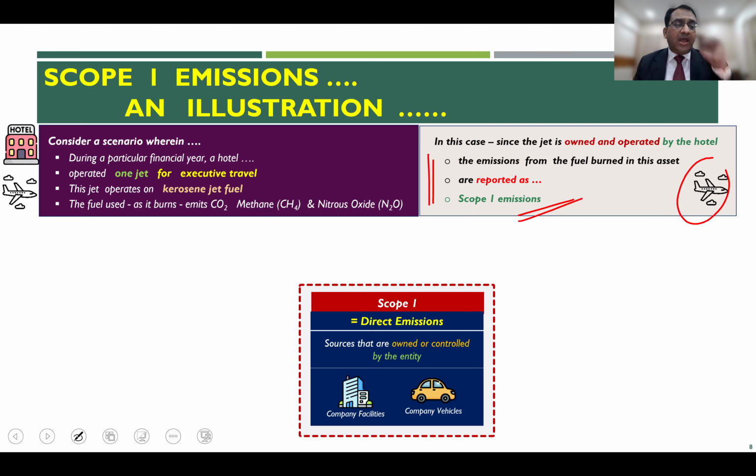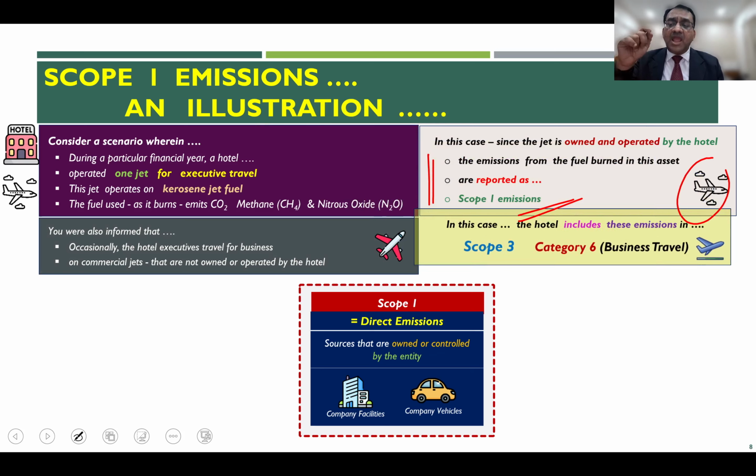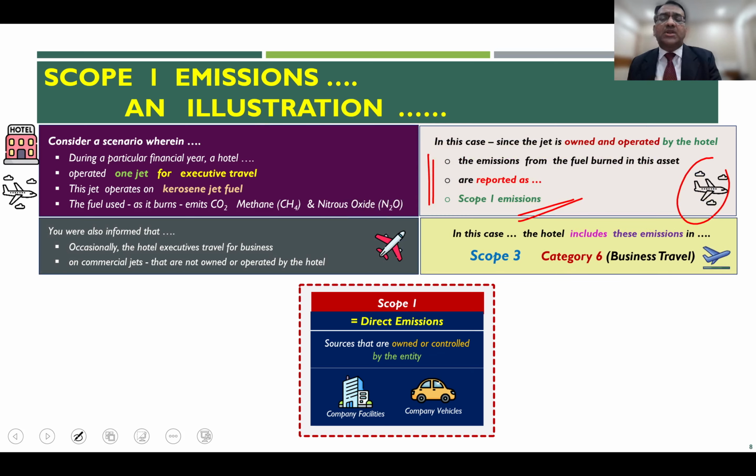Now, imagine the same situation that apart from the jet which is owned or controlled, let us say that occasionally the hotel executives travel for business. Now, this particular plane is not owned or controlled by the hotel.